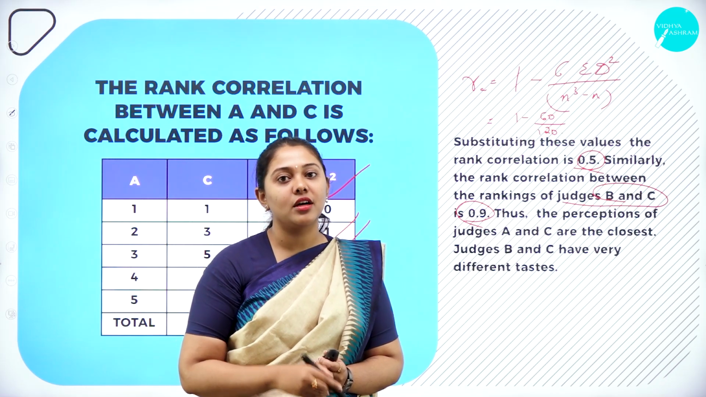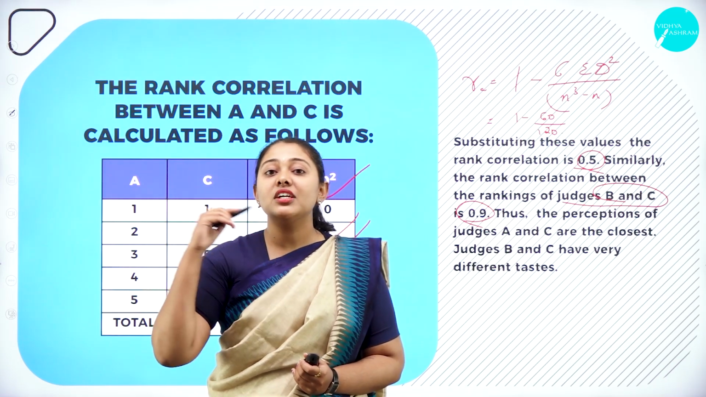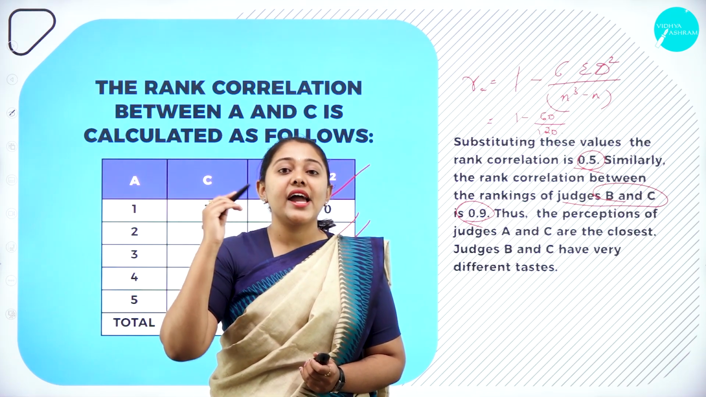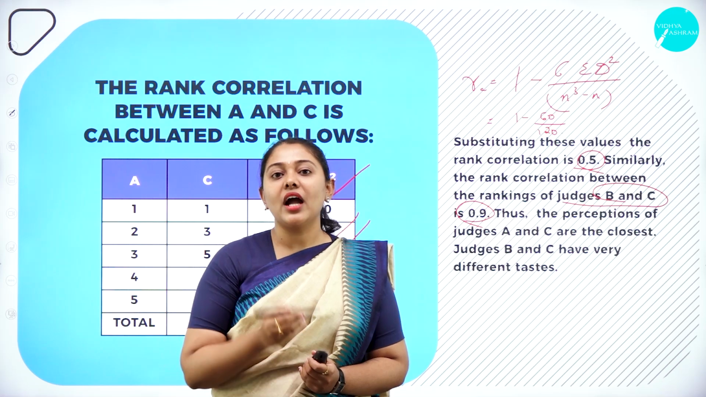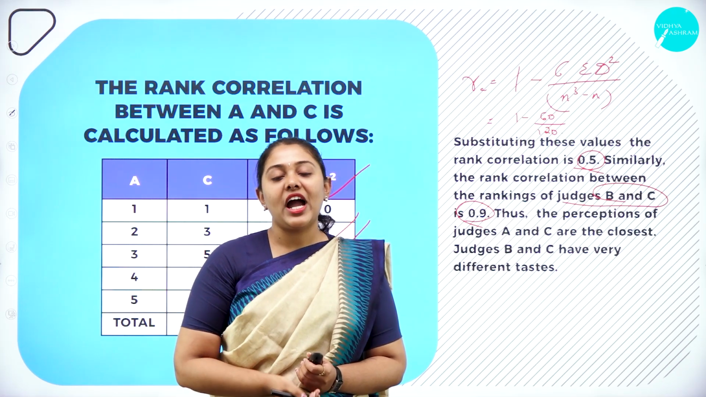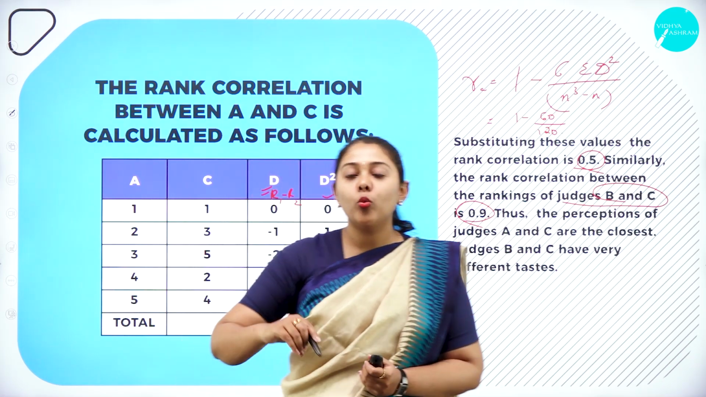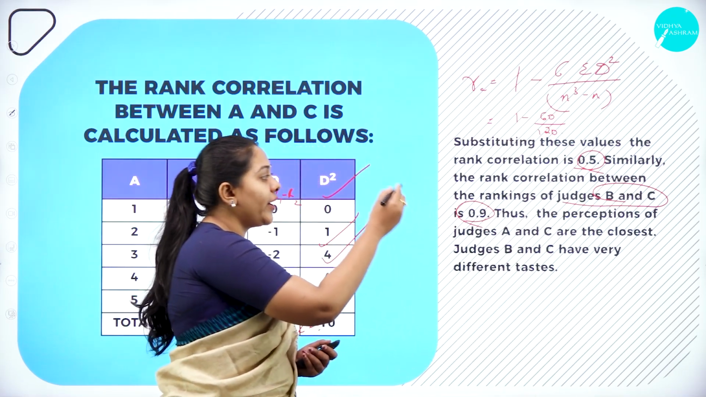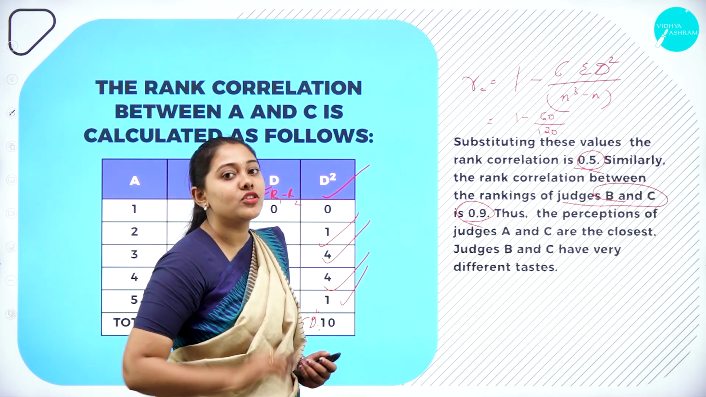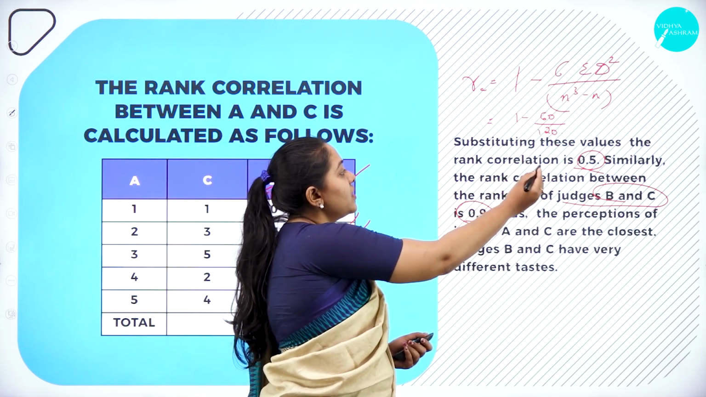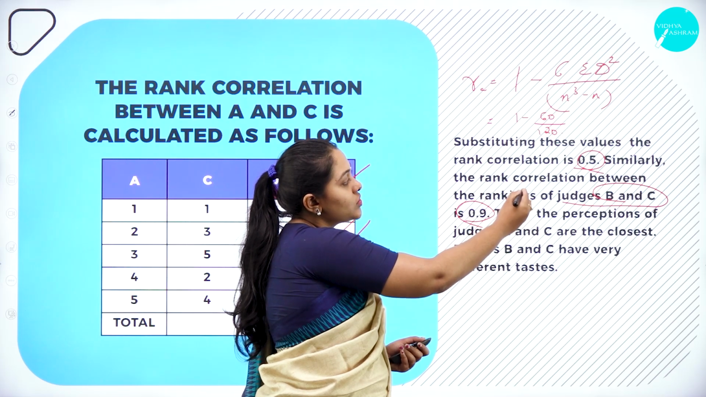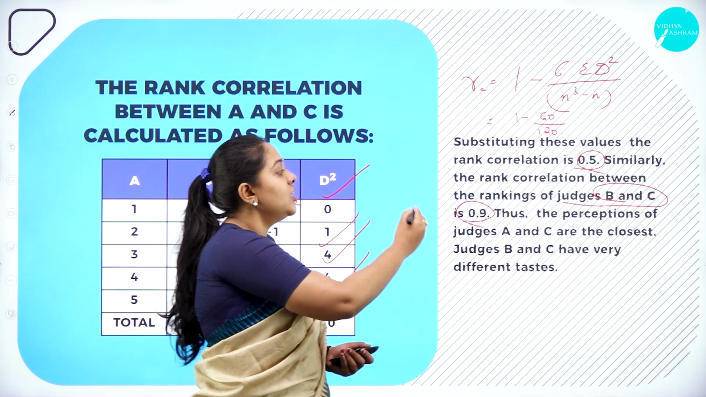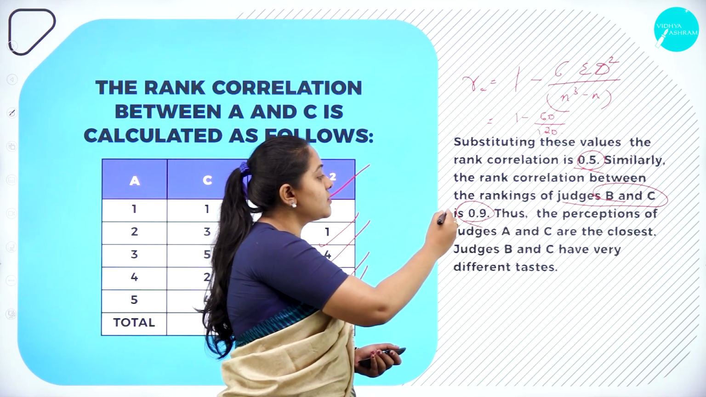In the previous slide we discussed Judge A and Judge B's ranks and the value we got, and now we are comparing Judge A and Judge C. The answer we got is 0.5. So the interpretation, substituting this value, the rank correlation is 0.5. Similarly, the rank correlation between the ranking of Judge B and C is 0.9.